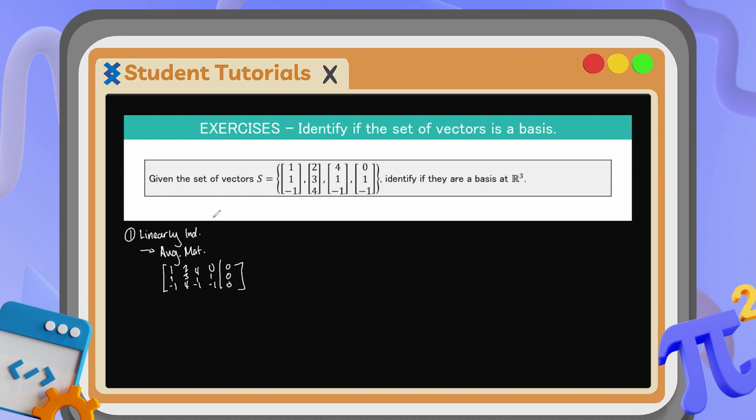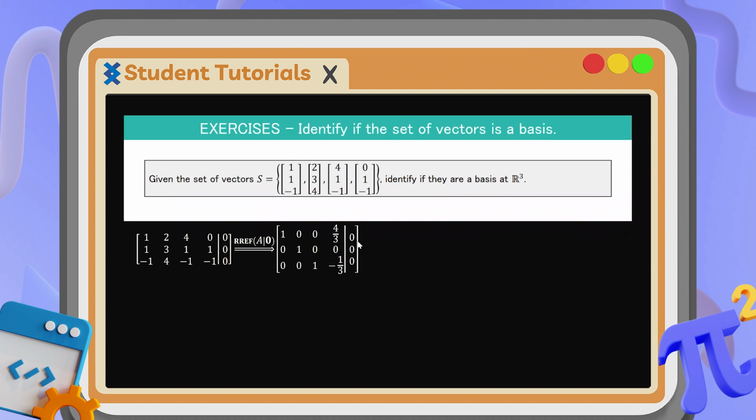Once we are able to get this, we then take the RREF of this augmented matrix. And once we are done with that, you should get something like this. And notice, observing from the solution, we have a vector wherein it makes it linearly dependent. Therefore, we can already say that this set of vectors is not a basis.